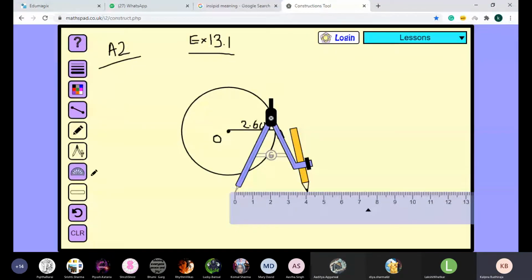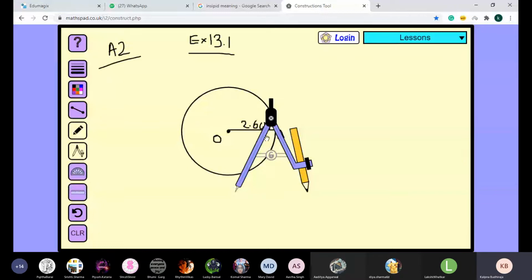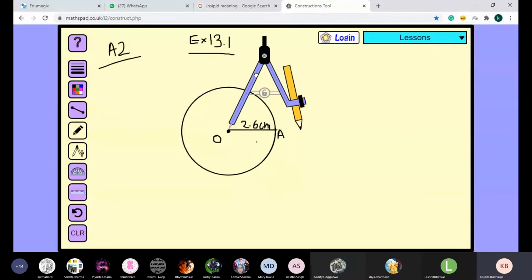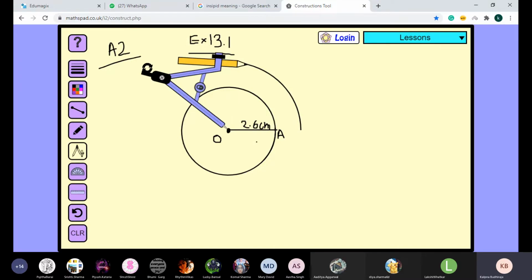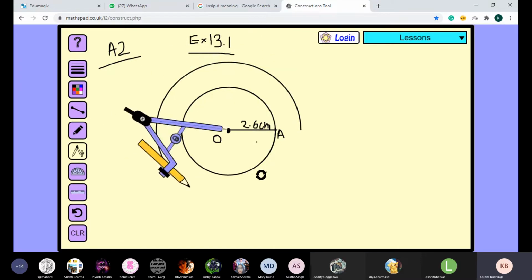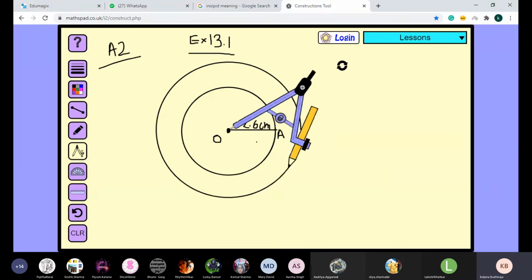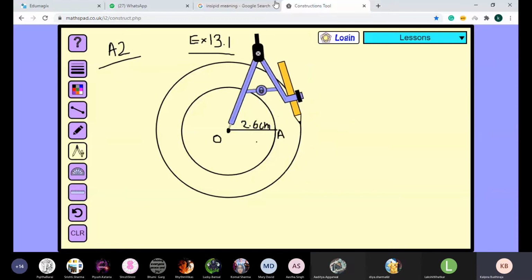Okay. Now we will take this compass and put it on the same center O. Now this step is important. I am keeping the needle, keeping the center as O, because in the question it is given to draw the circle with the same center. So I have made two circles which are concentric circles.